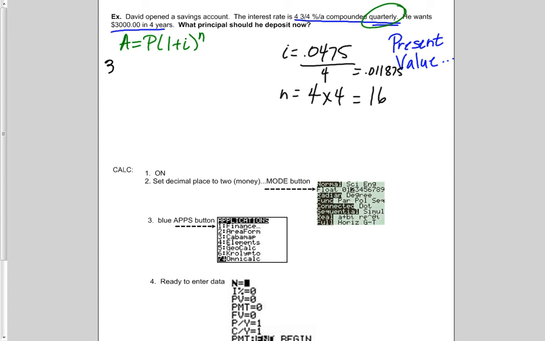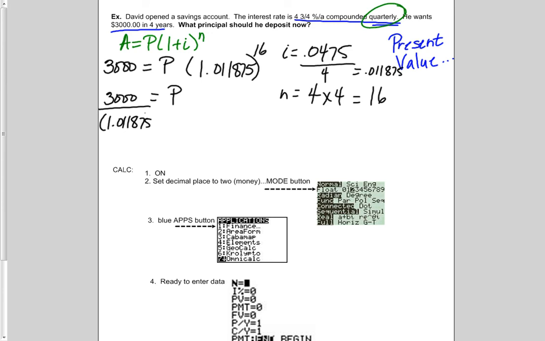We want to end up with $3,000, so that's our amount. We want to figure out what the principal is to get that amount. 1.011875 to the power of 16. To get the principal, or the present value, we end up doing a division. $3,000, divide both sides by 1.011875 to the 16. Make friends with your brackets. The principal is approximately $2,483.66.